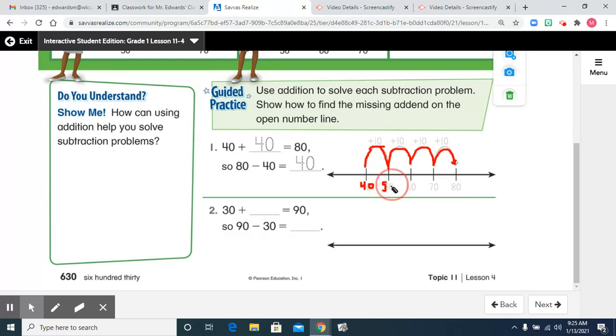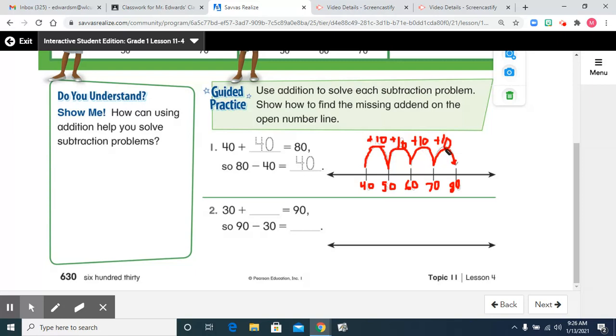If you count by tens, what comes after 40? 50, then 60, then 70, then 80. Now remember, each of these hops is worth 10, so put plus 10, trace it. Be a little bit neater than me. Plus 10, plus 10, and plus 10.